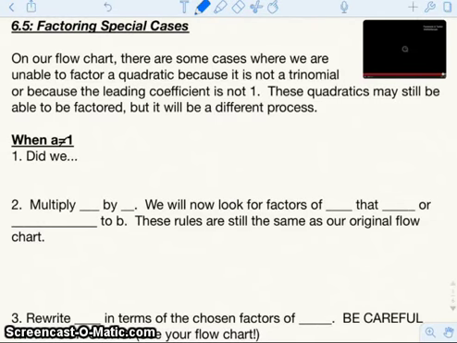6.5 has to do with factoring special cases. On our flowchart, there are some cases where we are unable to factor a quadratic because it's not a trinomial or because the leading coefficient is not 1. These quadratics might still be able to be factored, but there might be a different process.